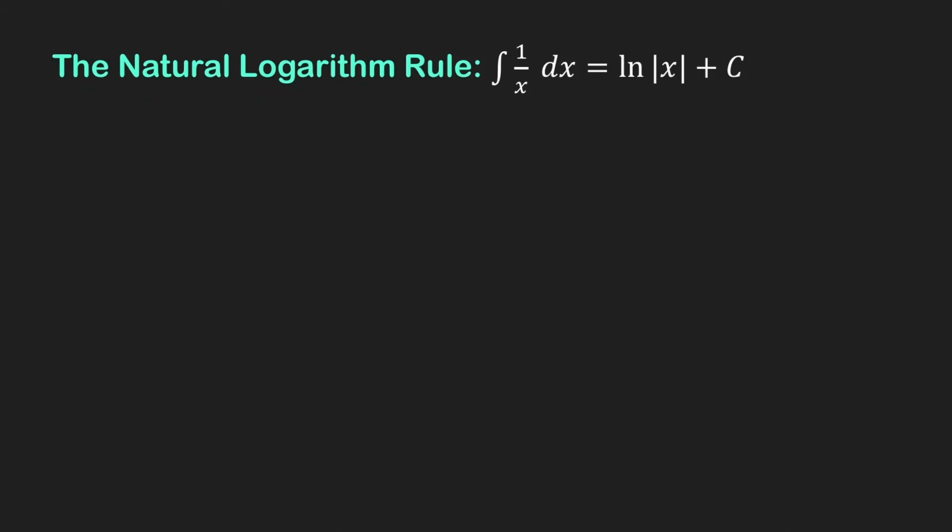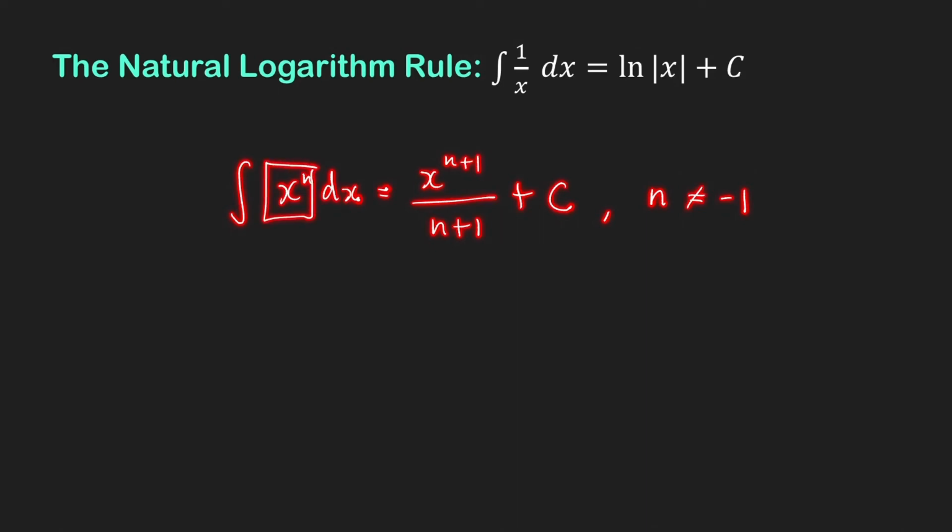This tells us that the integral of 1 over x dx is equal to the natural logarithm, denoted by ln, of the absolute value of x and then plus c. Recall that in the power rule, we have the integral of x to the n dx is equal to x to the n plus 1 all over n plus 1 plus c. But we have a restriction that n should not be equal to negative 1. Now, if n is equal to negative 1, then our integrand is actually what? x raised to negative 1, which is the same thing as 1 over x.